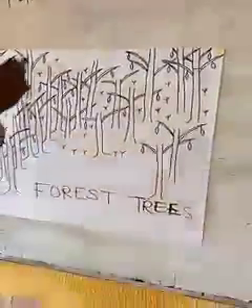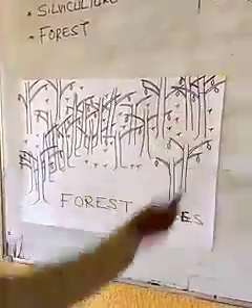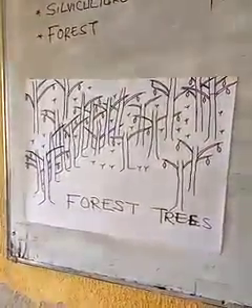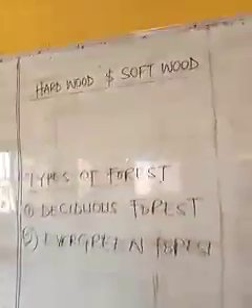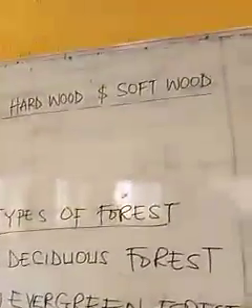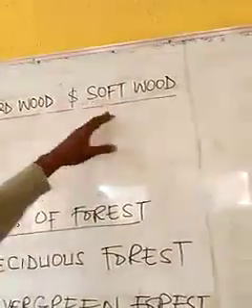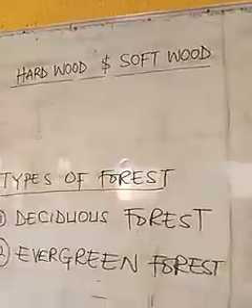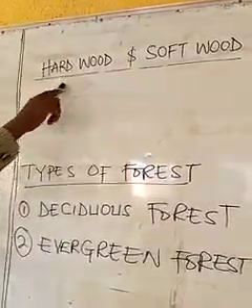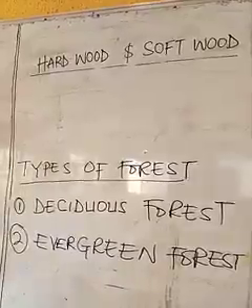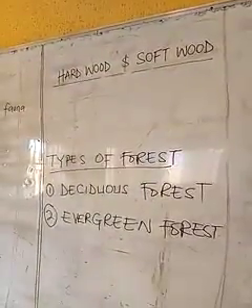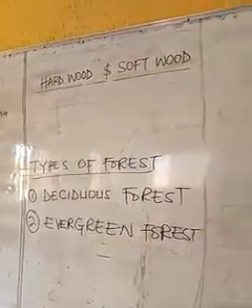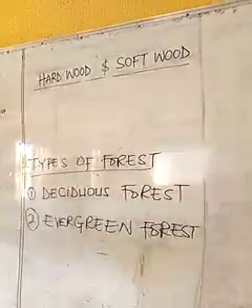When you look at this, these are examples of forest trees. So we want to look at what we refer to as hardwood and softwood. When you say hardwood and softwood, what does that mean? We can differentiate them based on their mode of reproduction. That is just the difference. The difference is based on what? The mode of reproduction.